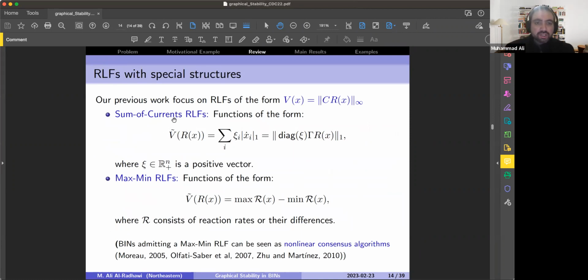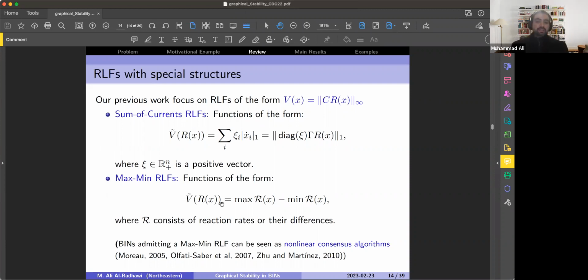Well, the first is what I call a sum of currents robust Lyapunov function. You can think of xi dots as currents. Think of xi as a charge, and then dxi by dt is a current.